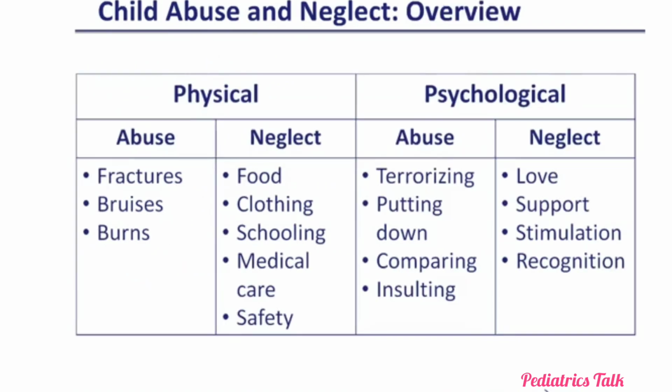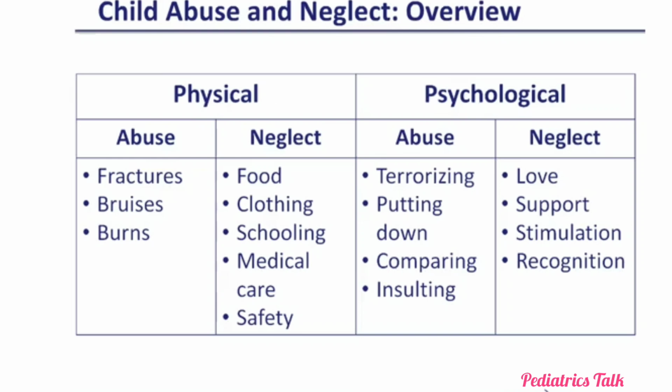Child abuse and neglect can be classified according to this table. We can have physical neglect or abuse and psychological. In terms of physical abuse, most commonly these involve things like bone fractures and bruises and burns to the skin. Examples of physical neglect are not providing appropriate food, clothing, school, medical care, and safety precautions to children.